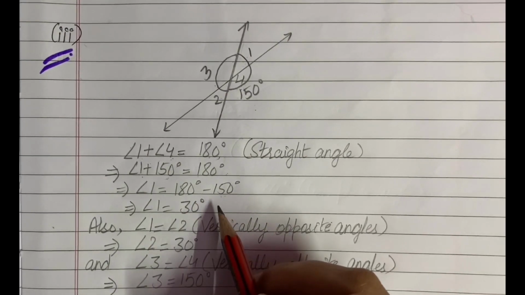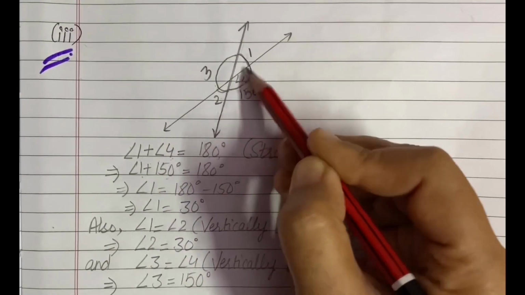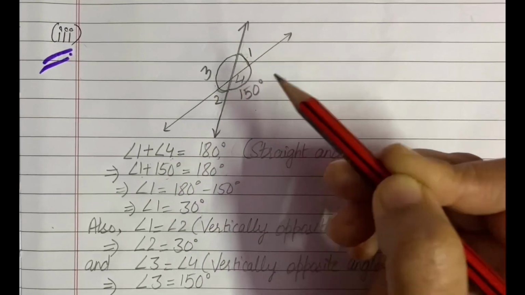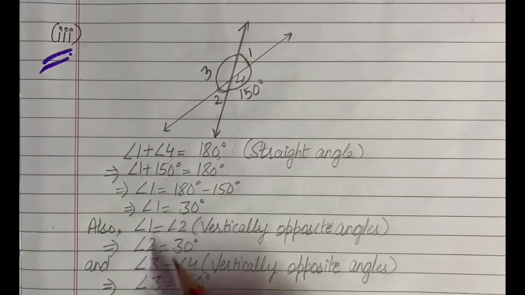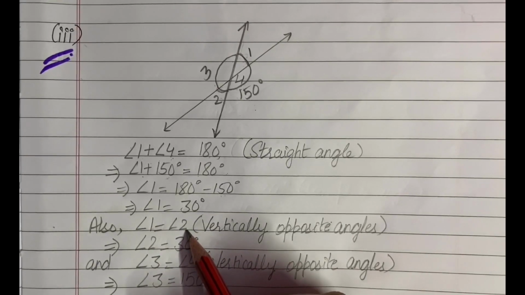Also see students, angle 1 and angle 2, they are vertically opposite angles, and you know that vertically opposite angles are equal. So angle 1 is equal to angle 2, that means angle 2 is equal to 30 degrees.